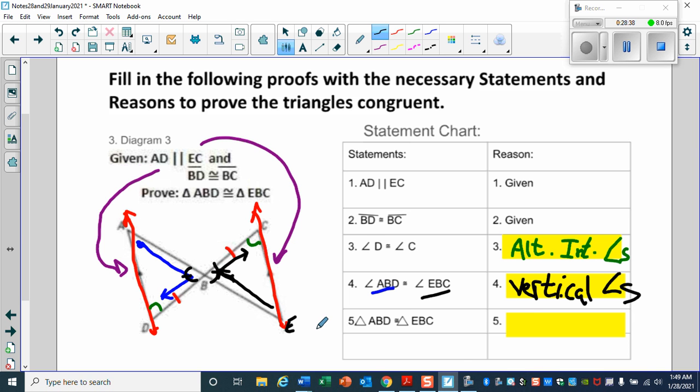So now we have enough information to say these two triangles, ABD and EBC, are congruent because we have an angle right here, another angle here, and the side in the middle. Same thing here. Angle, side, angle.